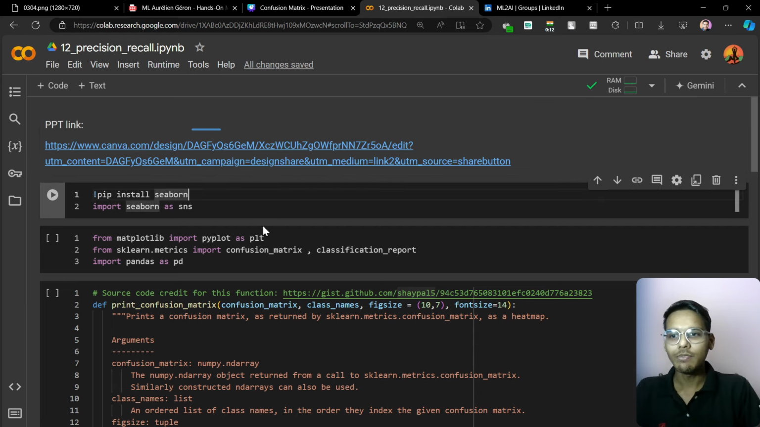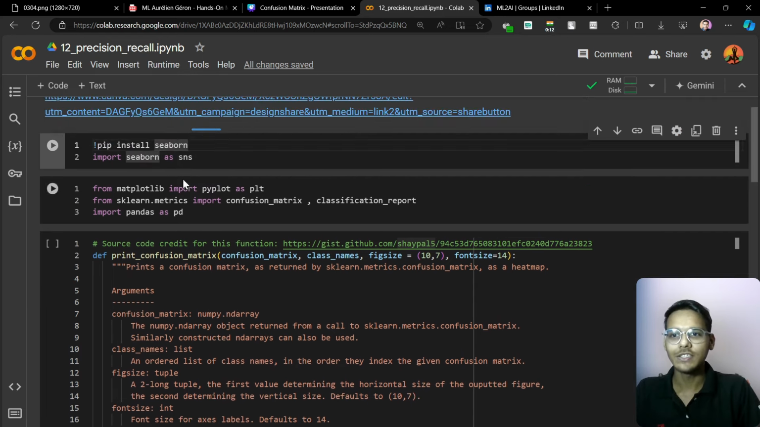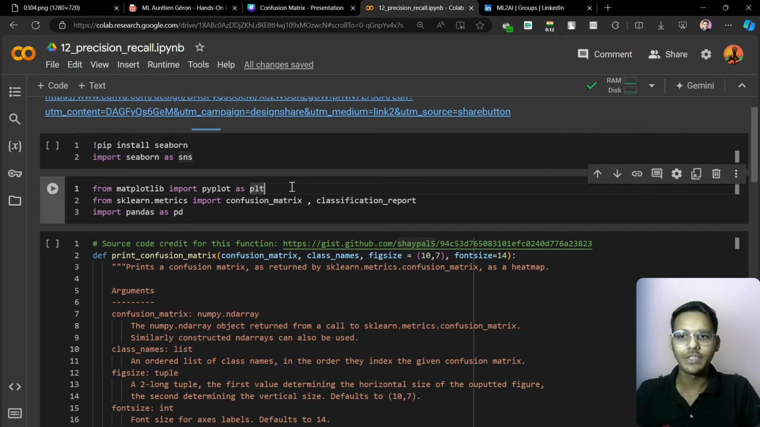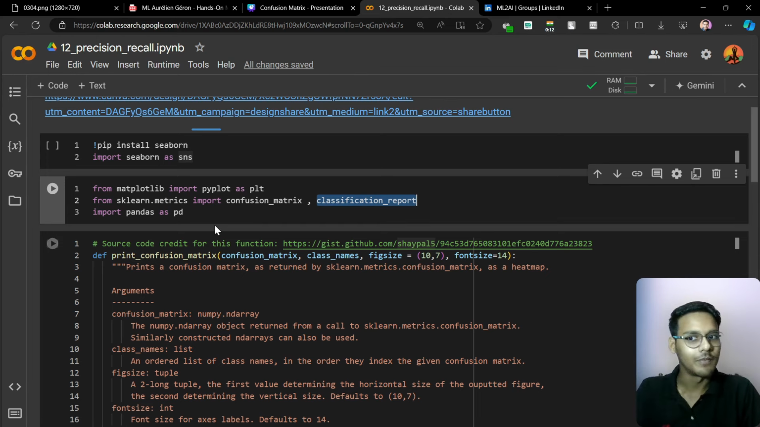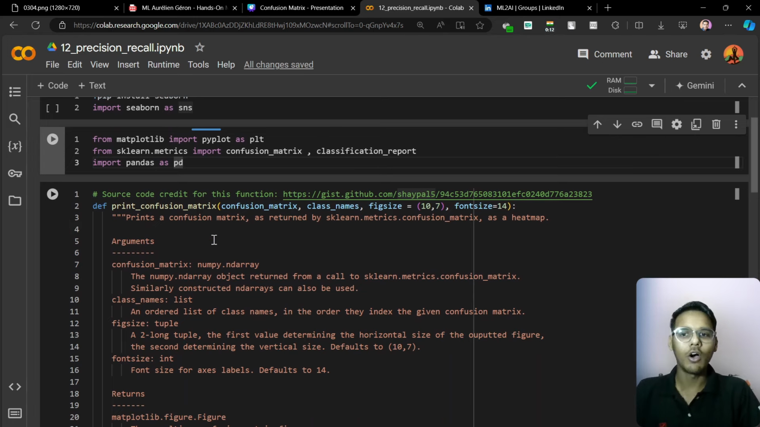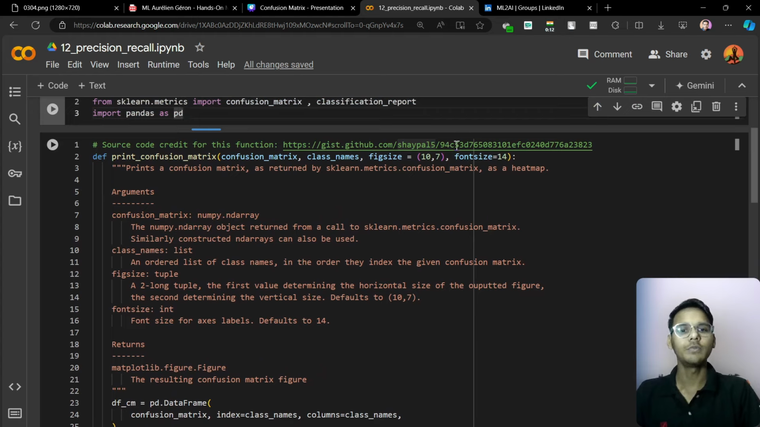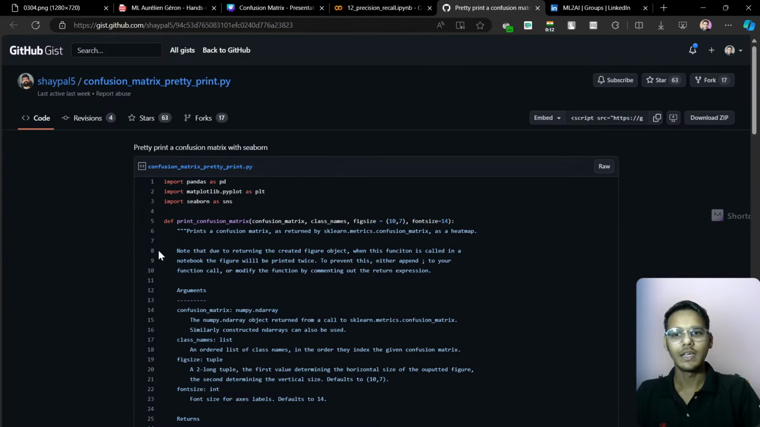Okay. And what we have done, actually, is install the Seaborn library and all this. After that, we have also imported matplotlib. And then from sklearn metrics, we have imported the confusion matrix and classification report. We'll be seeing what these are. And from pandas, we have imported pandas. So we have got the print confusion matrix function from GitHub. You can just check it out. Okay, here is the thing. You can check it out, and thank you, Shapal, for this.